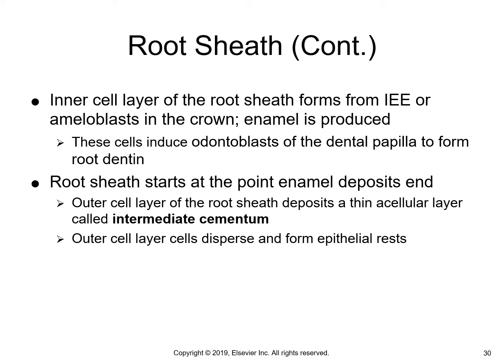The inner cell layer of the root sheath forms the inner enamel epithelium, or ameloblast, in the crown, and enamel is produced here. These cells will induce odontoblasts of the dental papilla to form root dentin, and then the root sheath starts at the point where enamel deposits end. So where the enamel comes down and meets the root or the dentin, that is where the root sheath will start. The outer cell layer of the root sheath deposits a thin acellular layer called the intermediate cementum. The outer cell layer cells will disperse and form what are known as epithelial rests at that point.